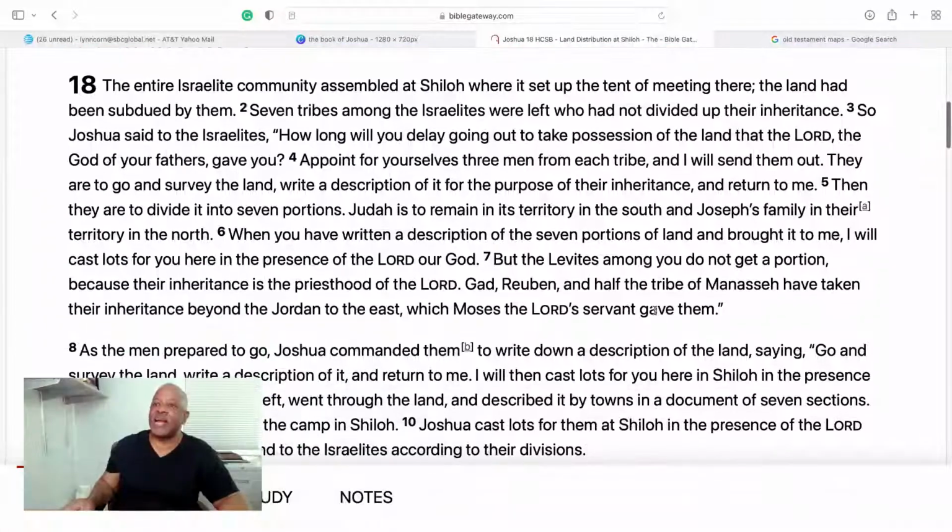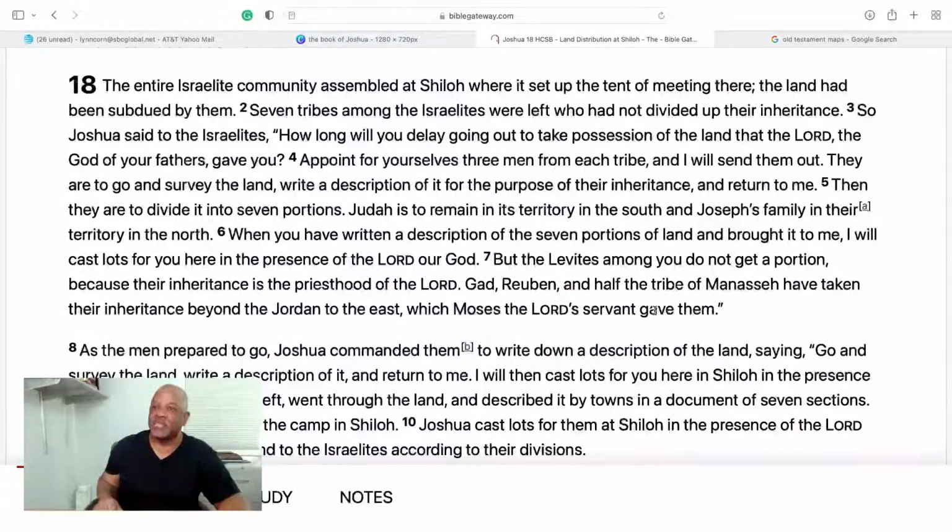It says, the Israelite community assembled at Shiloh, where they set up the tent of meeting, that is the tabernacle, remember, and the land had been subdued by them. Seven tribes among the Israelites were left, who had not yet received their inheritance.